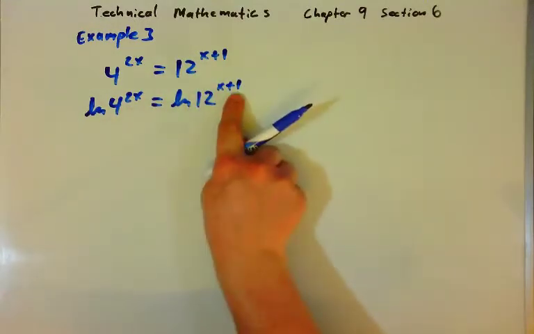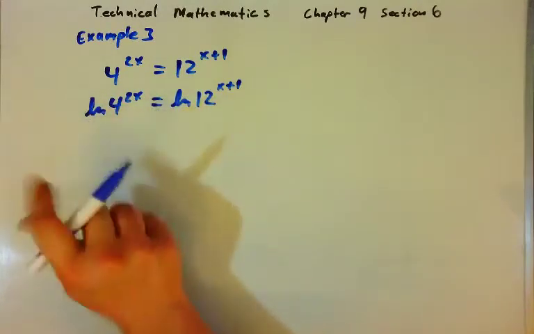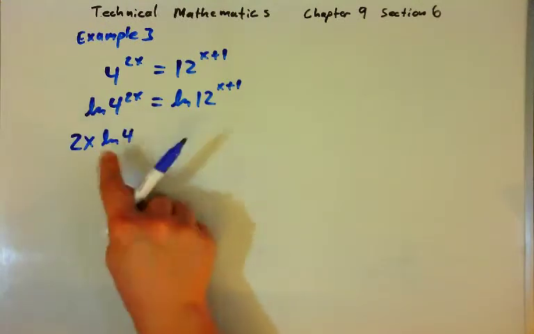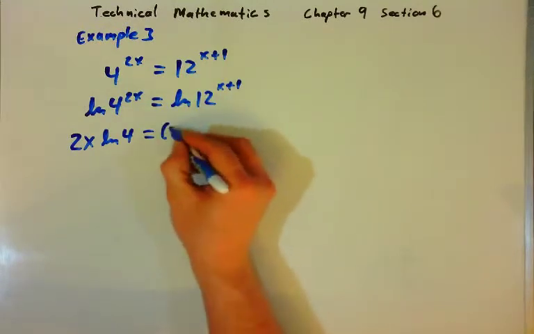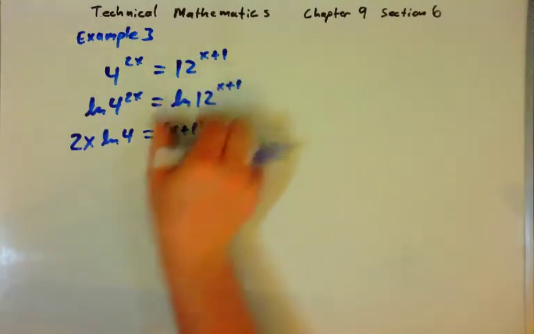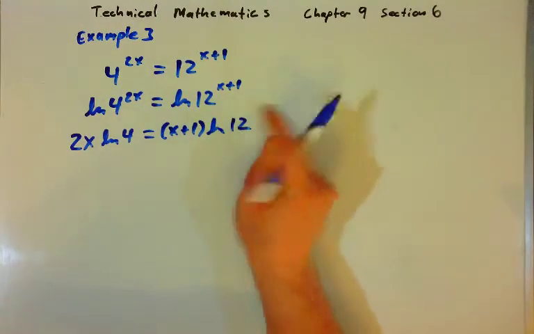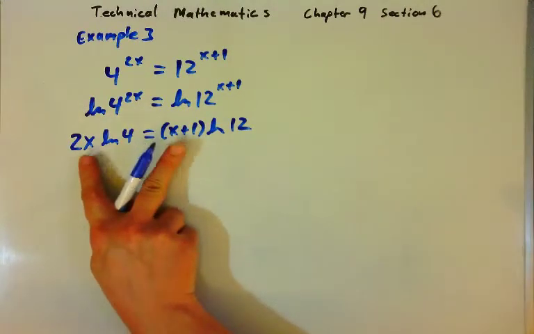And now this problem is a little different because we have x's on both sides. So now that I have logarithms, I can bring the exponents out as multipliers. We will get 2x times the natural logarithm of 4, right? 2x comes out, equals x plus 1 in parentheses. All of this comes out as a multiplier. X plus 1 times the natural logarithm of 12. Now, the problem is we have x on both sides. Our strategy is to get the x's all to one side of the equal sign and then isolate the x so that we can solve the equation.